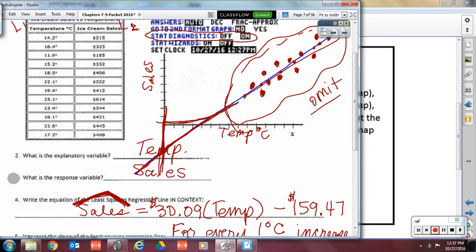Frequently, the y-intercepts do not make sense because of this concept we'll learn later called extrapolation. They're far away from the data you used to make your equation. The y-intercept was far away from the data you used, and the pattern could change by that point.